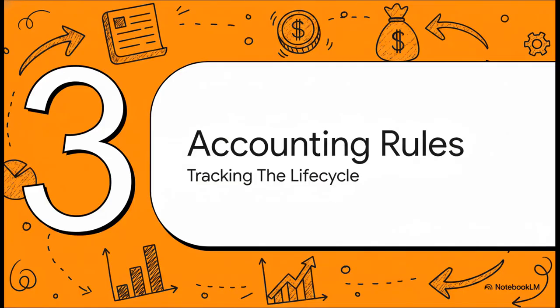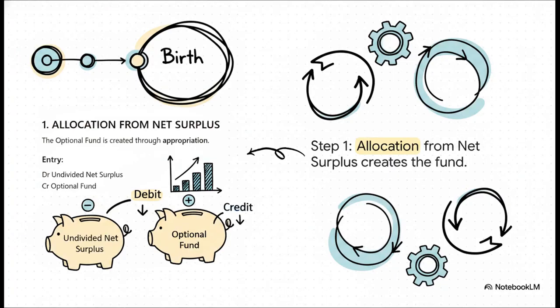All right, Section 3, the accounting rules life cycle. Let's track how this actually flows in the books. The life cycle kicks off at birth, essentially, with an appropriation entry. When you allocate from the net surplus, boom, you've created the optional fund. To do this on the accounting side, you record a debit to the undivided net surplus, which shrinks your general surplus pool, and then you record a credit to the optional fund. That establishes this brand new, dedicated equity balance.